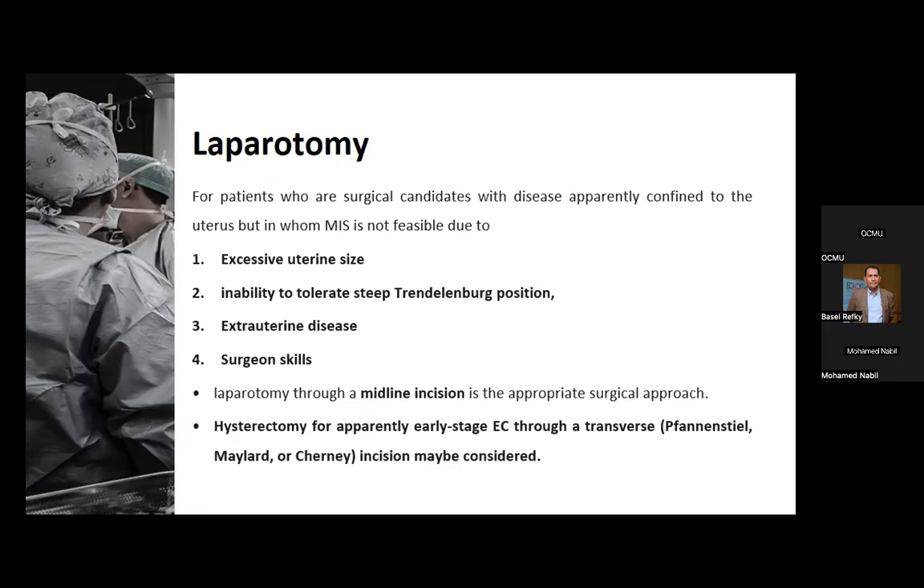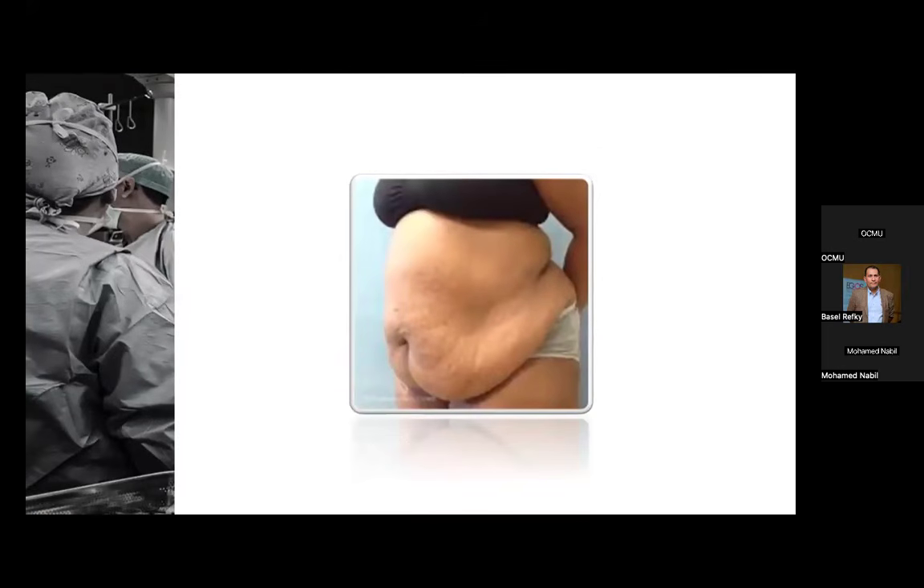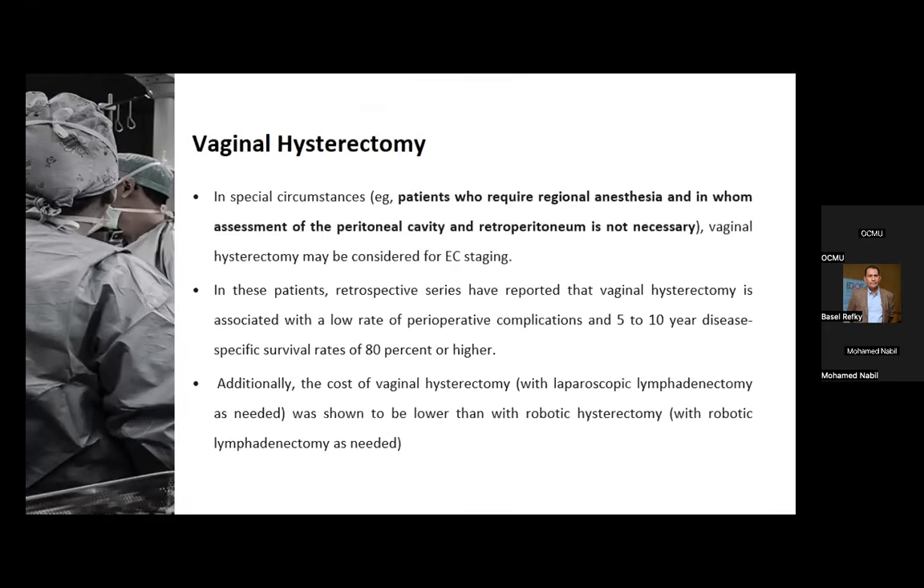But for apparent early-stage endometrial cancers, especially in morbidly obese patients, you can go through a pfannenstiel incision, and we do this in many of our patients. As you see, with an abdomen like this, it is much better, if you don't go by laparoscopy, to go by pfannenstiel incision. Also, we can use vaginal hysterectomy. We as surgical oncologists are not so familiar with it, but it's a very good solution in the low-grade, early-stage cases where you don't have to enter the abdomen to do a lymphadenectomy or something like this. You can go for vaginal hysterectomy, which also has a much lower cost than laparoscopy.